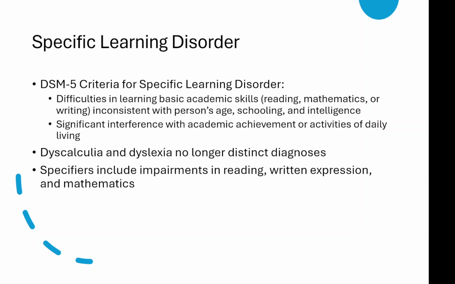In the DSM-5, dyscalculia and dyslexia are no longer separate diagnoses. Instead, the DSM-5 now includes specifiers for specific learning disorders, which encompass impairments in reading, written expression, and mathematics. So rather than diagnosing dyslexia as a separate condition, we now focus on learning disorders more broadly with specific areas of difficulty, whether that's reading, writing, or math.